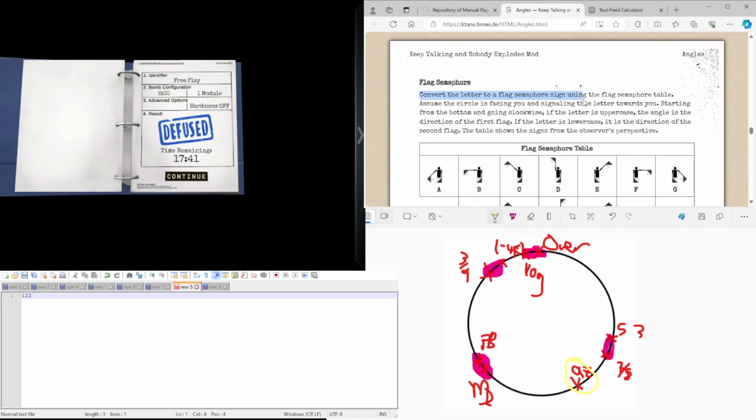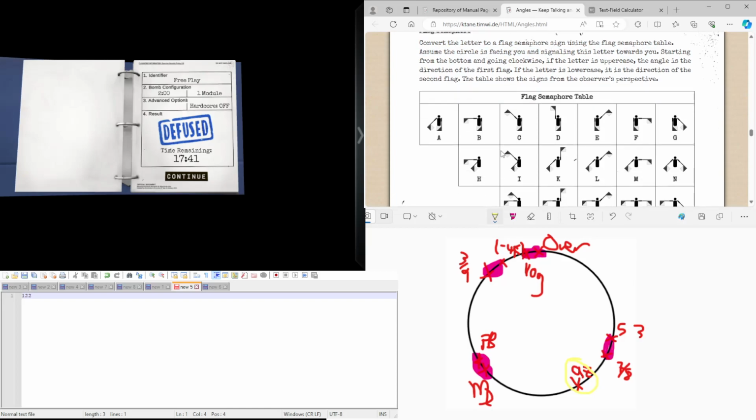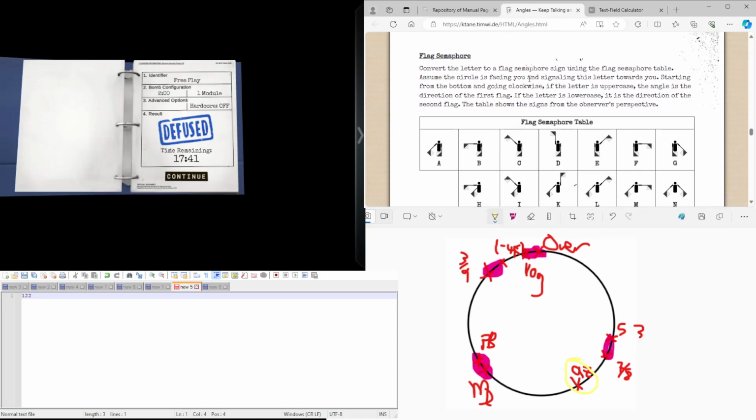Convert the letter in the flags to a flag semaphore sign using the flag semaphore table here. You assume the circle is facing you and they signal this letter towards you. Starting from the bottom going clockwise, if the letter is uppercase, the angle is the direction of the first flag. That'll be the left-hand flag here. And if it's lowercase, we are going for the right-hand flag.